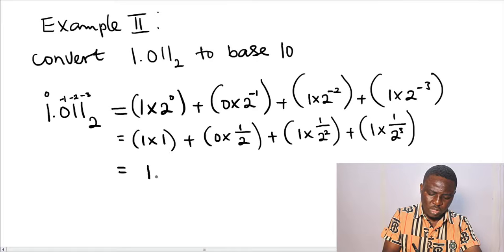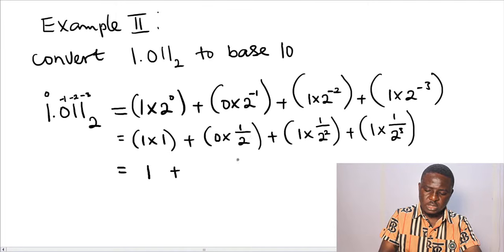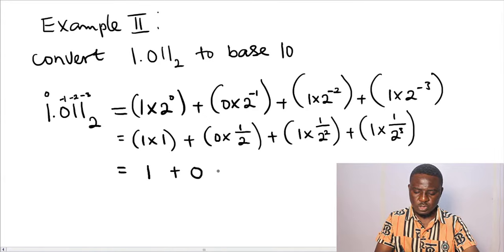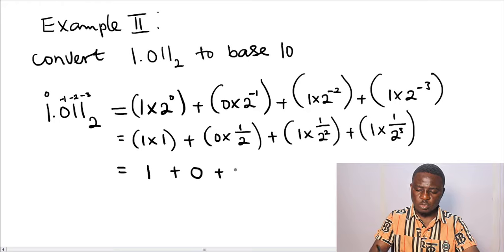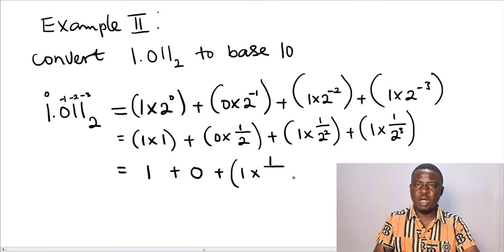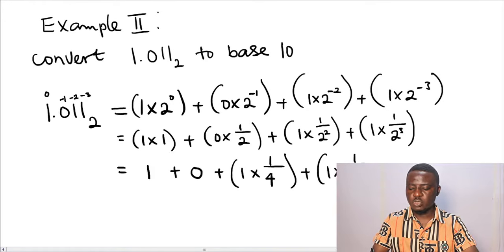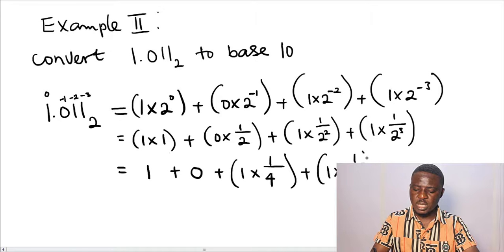We'll simplify further. This is going to give us 1 times 1 is 1 plus 0 times a half is 0, because anything times 0 returns a value 0, plus this becomes 1 times 1 over 2 raised to the power of 2, or 2 squared, can be said to be 4, plus 1 times 1 divided by 2 cubed, and 2 cubed is said to be 8, because 2 cubed is 2 times 2 times 2, and 2 times 2 will give you 4, which when multiplied by 2 is said to be 8.